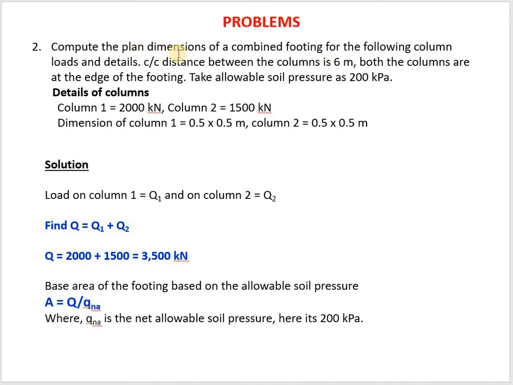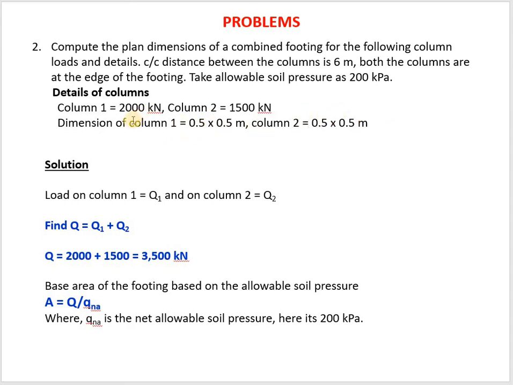So this is the question. Compute the plan dimensions of a combined footing for the following column loads and details. The center to center distance between the columns is 6 meter. Both the columns are at the edge of the footing. You can take either column 1 as the exterior column or column 2, it won't make any difference because both the columns are at the edge of the footing. Now take allowable soil pressure as 200 kPa. The load coming on column 1 is 2000 kilonewton and on column 2 is 1500 kilonewton. The dimensions of the columns are 0.5 by 0.5 for column 1, and the same dimension for column 2.